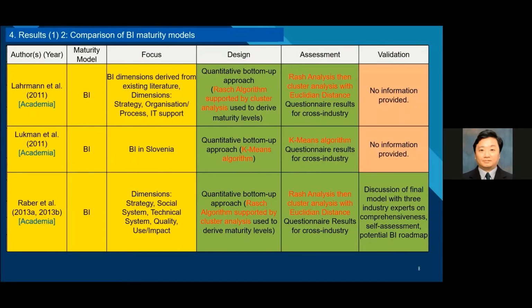This shows a closer look at the comparison of BI maturity models. Both Loftman and Raber's models use RAS and cluster analysis in the design and assessment, whereas Luckman's model used K-means cluster in the design and assessment.